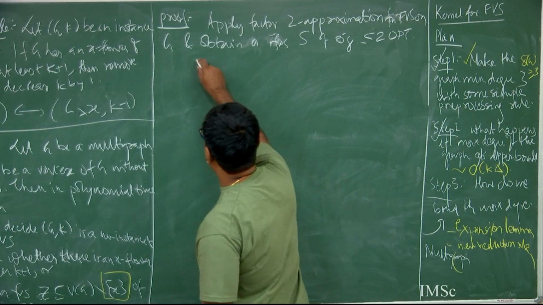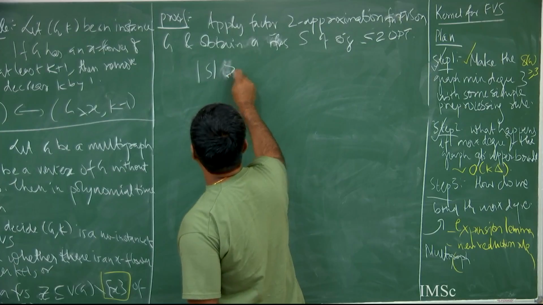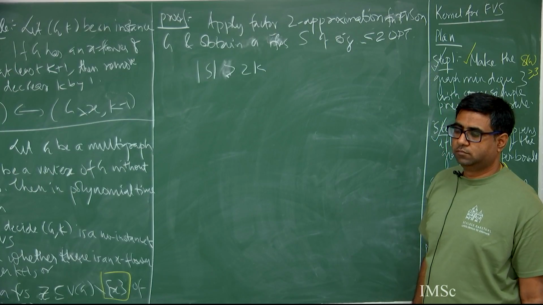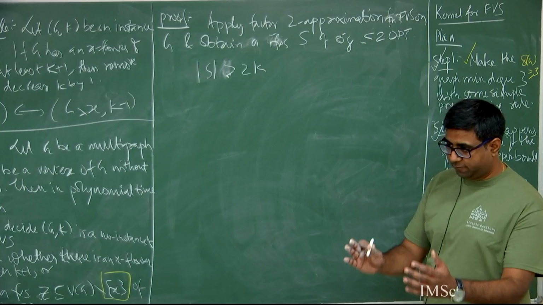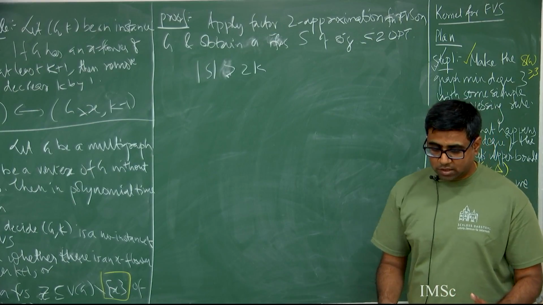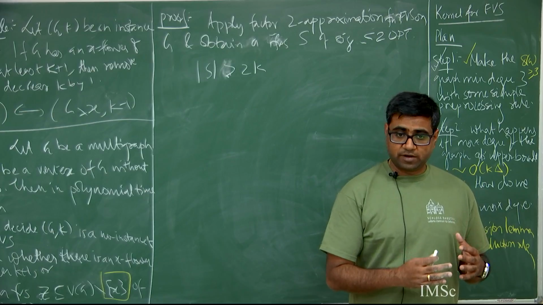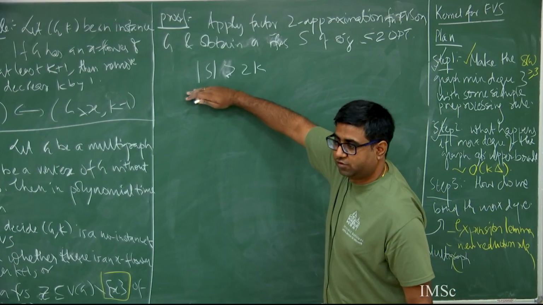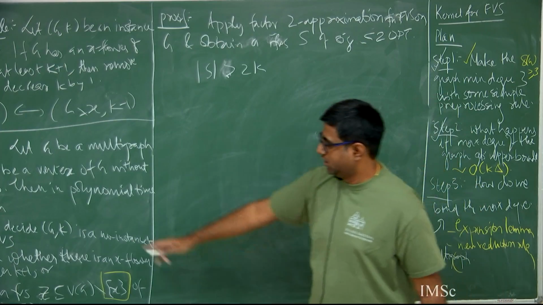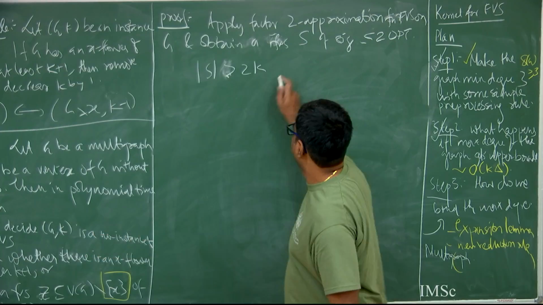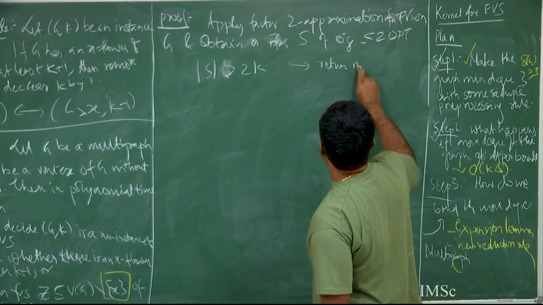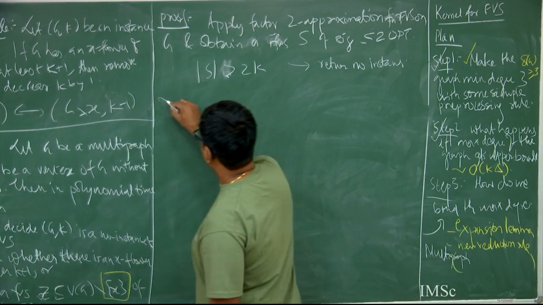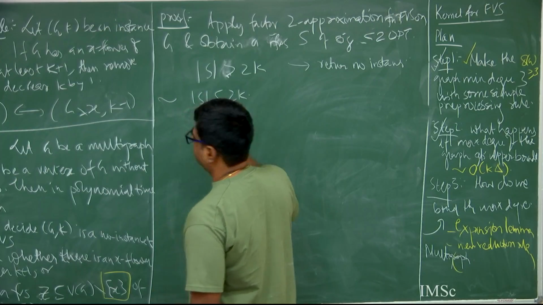Now I check if the size of S is more than 2k. What is the answer? Because my approximation has factor 2, my optimal feedback vertex set size should be at least half of whatever I output. So half is strictly more than k, and hence it's a no instance, and that is why in this case we return no instance. Agreed? So what is the property now? From now onward, the size of S is at most 2k.